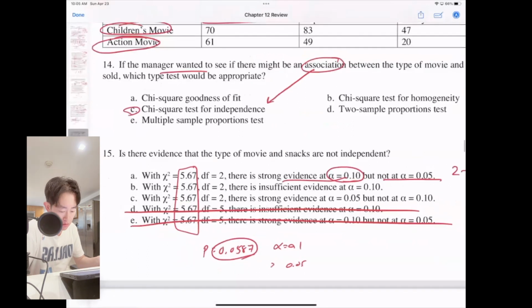A is absolutely true. Insufficient evidence at 0.10? No, we do have evidence because the p-value is less than alpha. This completely doesn't make any sense for C, so the answer here would be A.